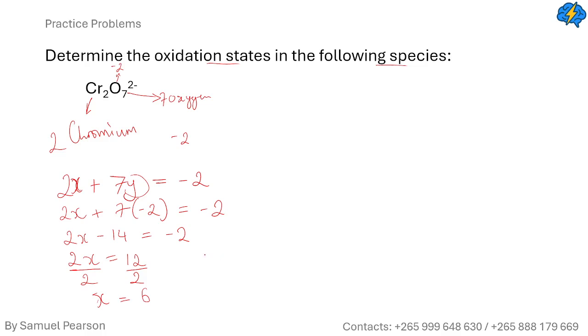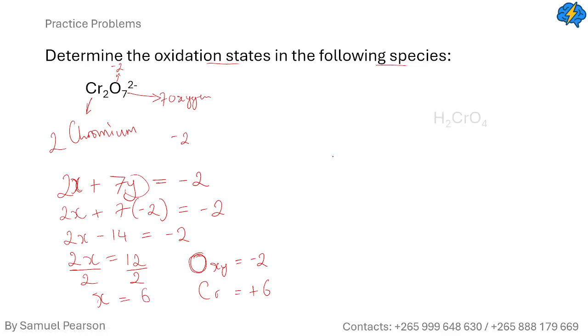So the oxidation number of oxygen in this ion is equal to negative 2, and the oxidation number of chromium in this ion is positive 6. If we substitute these values in our formula, we will get negative 2, which is the charge of the dichromate ion. So that's how we can handle a question like that.